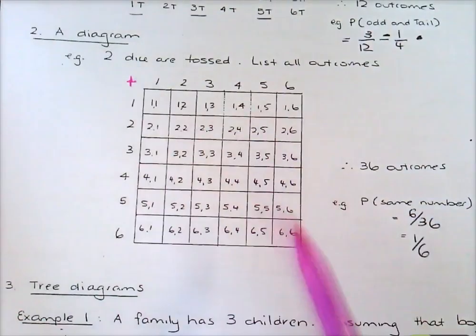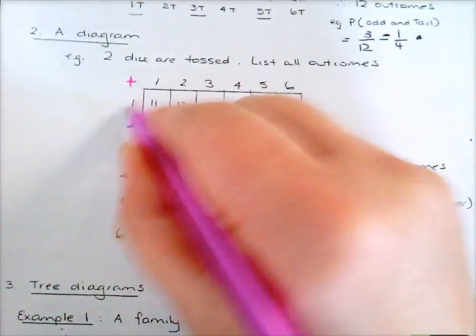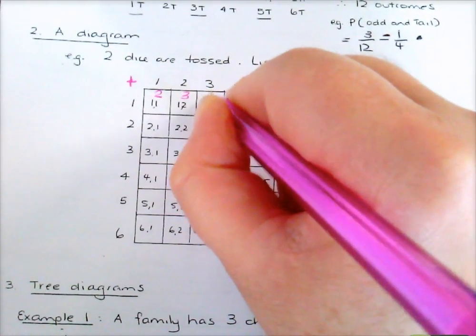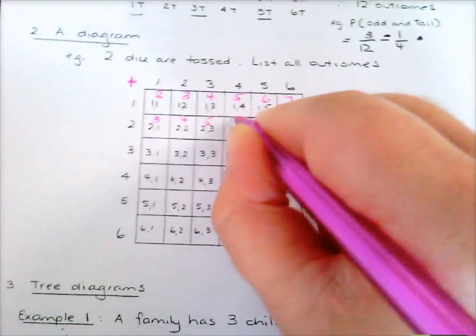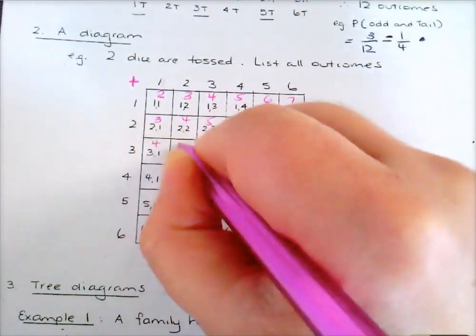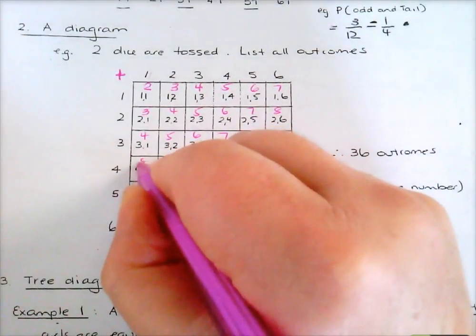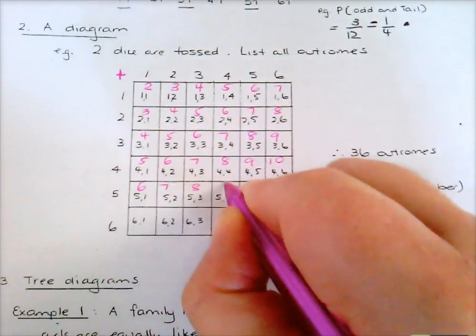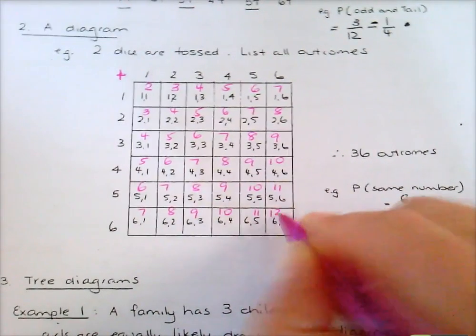So what I'm going to do is in the corner, I'm going to put a plus sign, get a red pen or something. So you can use these diagrams two ways, listing them, or they might ask you for the sum of the digits on the uppermost faces. So if you rolled a 1 and a 1, what's the sum? Two. A 2 and a 1, 3. 3 and a 1 is 4, 5, 6, 7. A 2 and a 1, 3, 4, 5, 6, 7, 8. So you can use the grid not only to list the outcomes, but to do the sum.